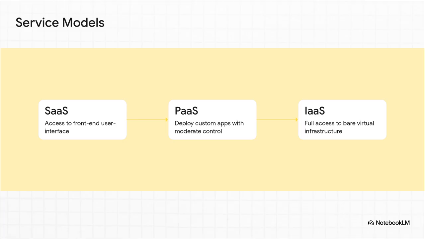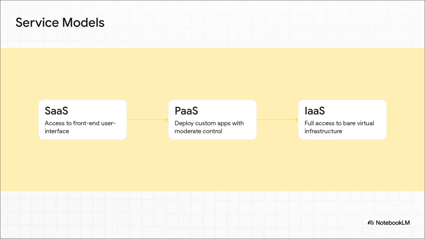Step 1 is software as a service, or SaaS. Here, you just access the front-end user interface. Think of web-based email. You just log in and use it. Step 2 is platform as a service, or PaaS. This gives you a ready-to-use environment where developers can deploy custom apps without stressing over setting up the underlying hardware.